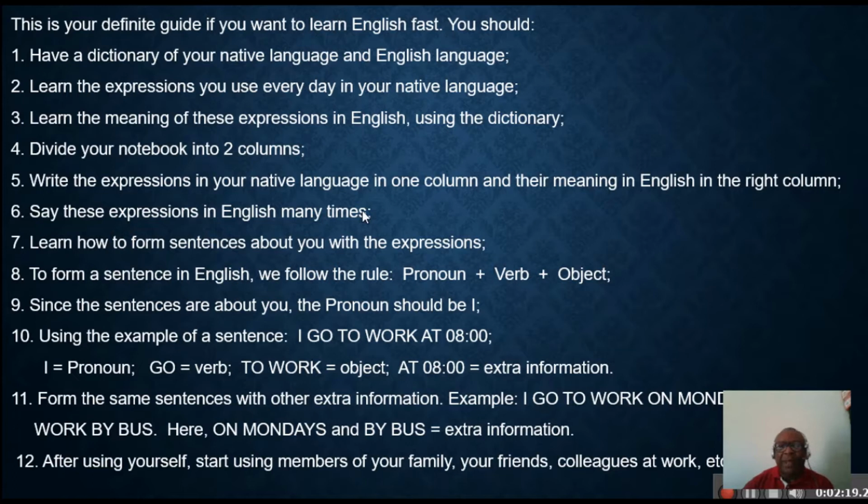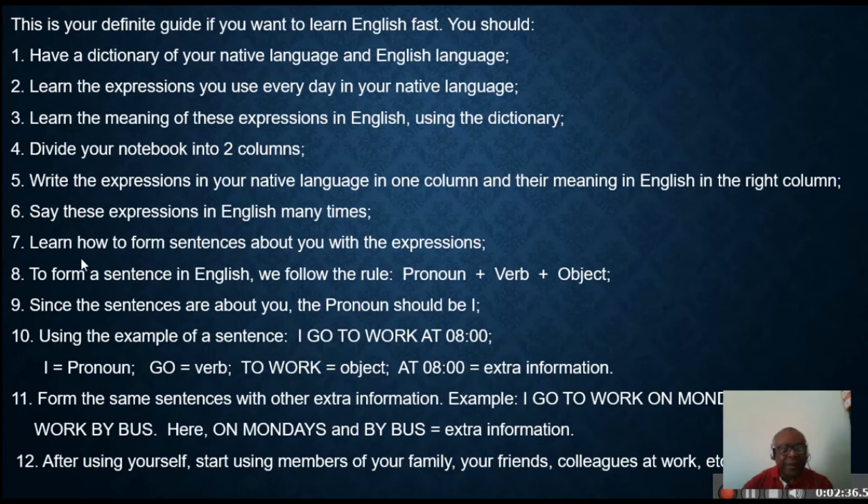Number six, say these expressions in English many times. You have to repeat. For us to learn something new, we have to do it by repetition. You have to repeat many times the meanings of the expressions in English. Already you know them in your native language, but then you have to read them in English. That is what you want.